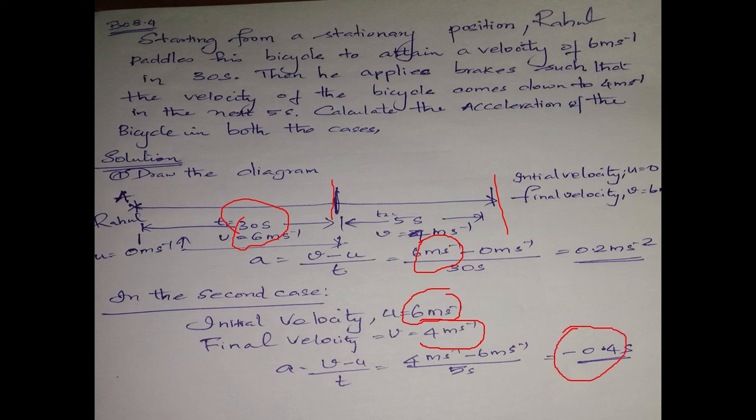Rate of change of velocity. Here the rate of change of velocity is low, and here the rate of change of velocity is high. So this is acceleration, this is deceleration.